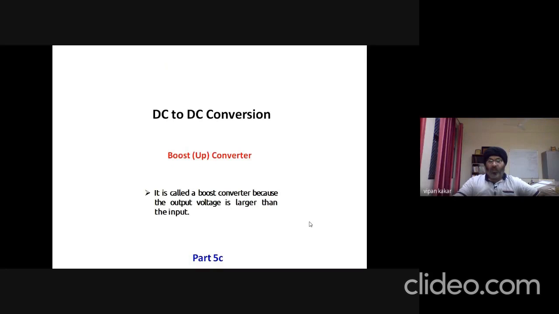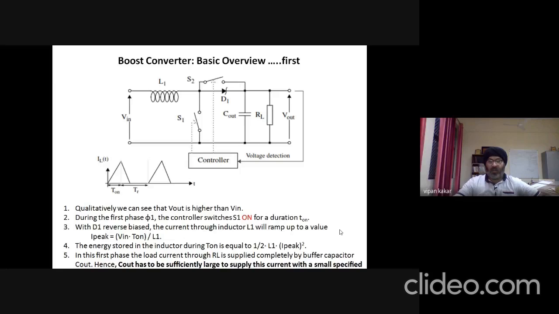So to start with, why is it called a boost converter or an up converter? It's called the boost converter because the output voltage is higher or larger than the input. Or in other words, we can say that the output is a boosted form of the input. So we can start with the basic overview of boost converter, and then after this, we'll be doing the mathematical derivation.